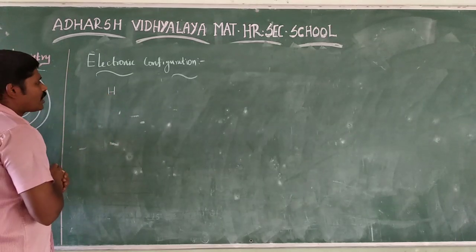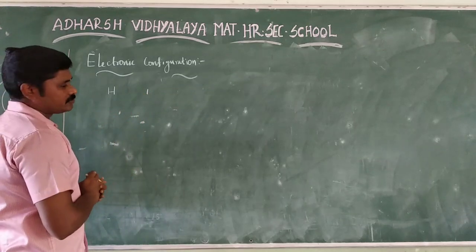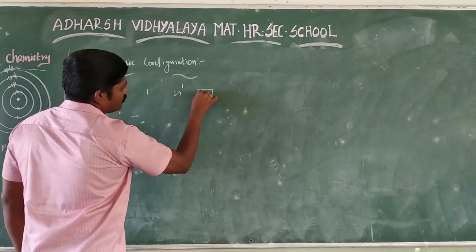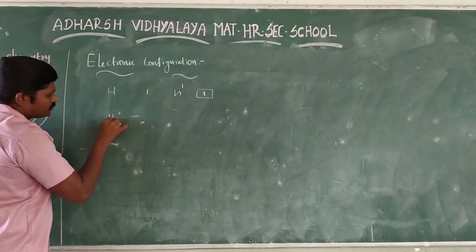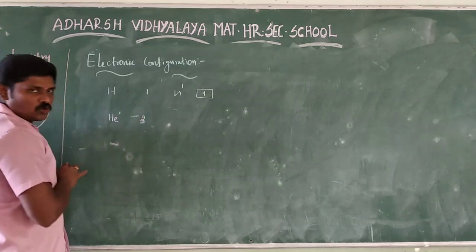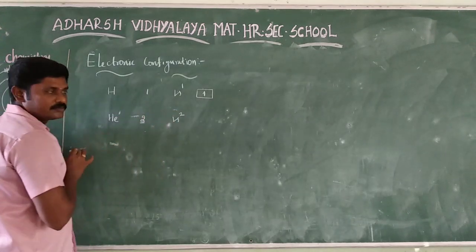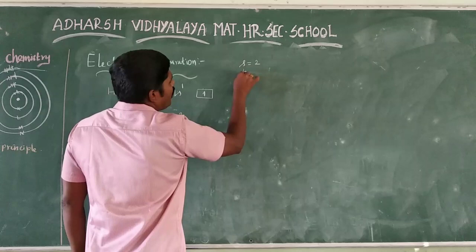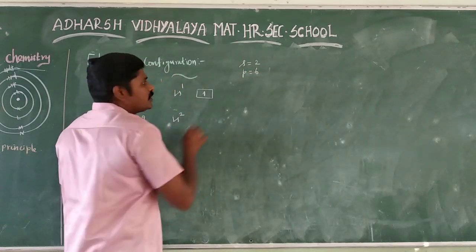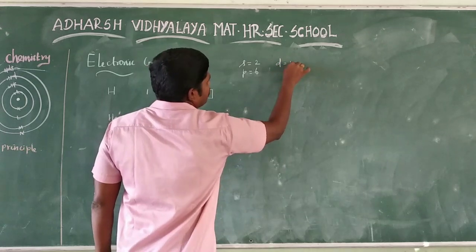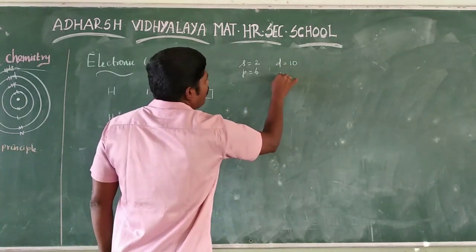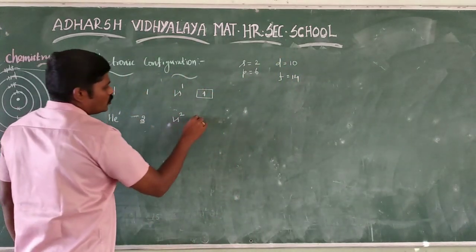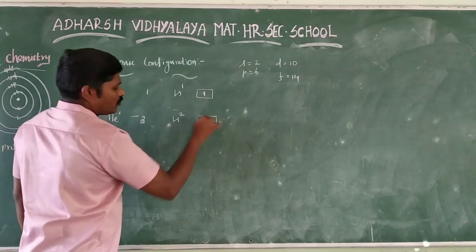The electronic configuration of hydrogen: atomic number 1, so 1s1, one electron. Helium, atomic number 2: 1s2. The s orbital has a maximum of 2 electrons, the p orbital a maximum of 6 electrons, the d orbital a maximum of 10 electrons, and the f orbital a maximum of 14 electrons. So 1s2.